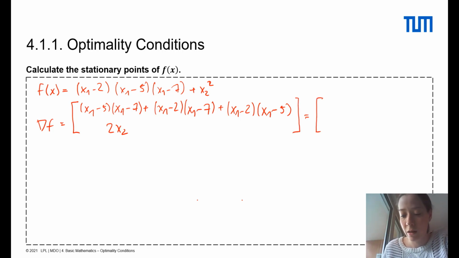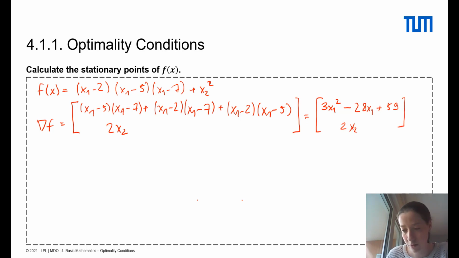And if we multiply those components, we get 3 times x1 to the power of 2 minus all the mixed terms, 28x1, plus the last term, which is 59, and here we still have 2x2, and we know that this has to be equal to 0.